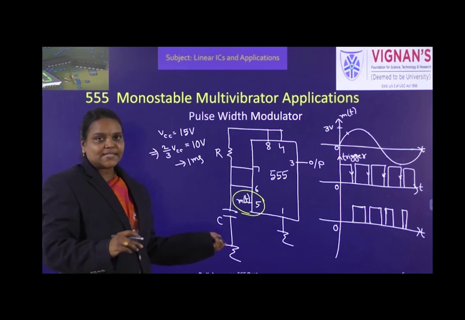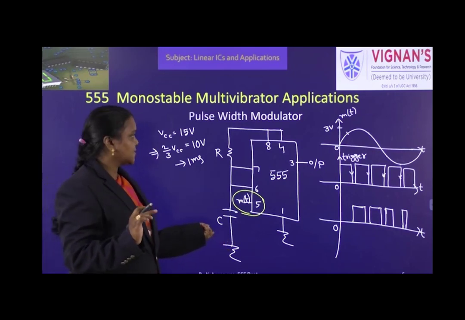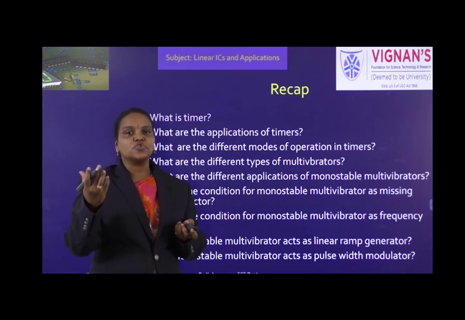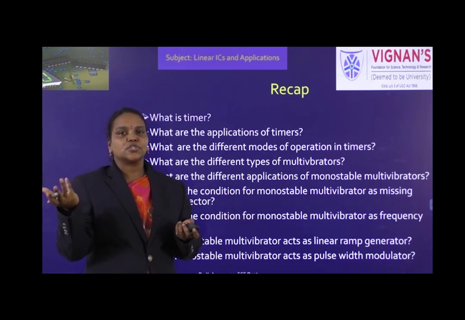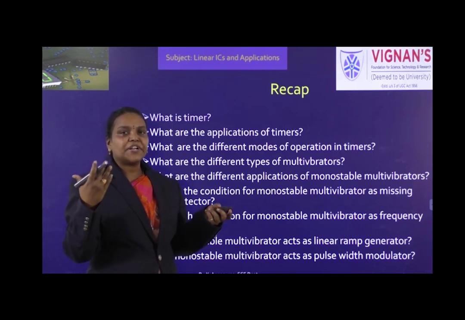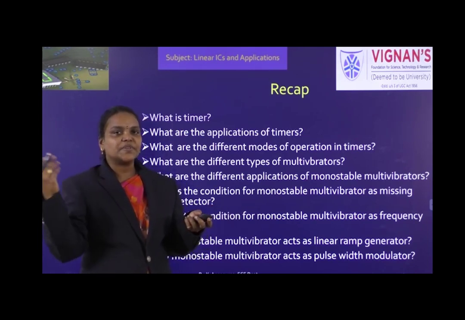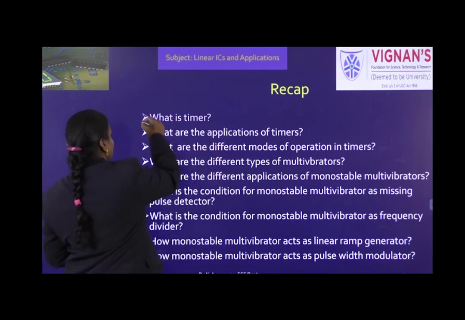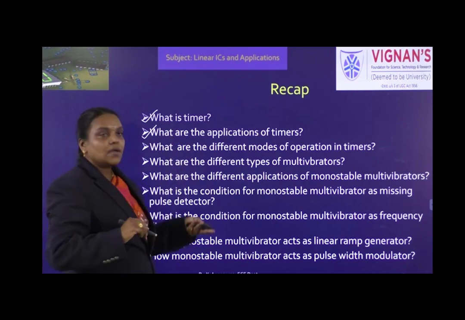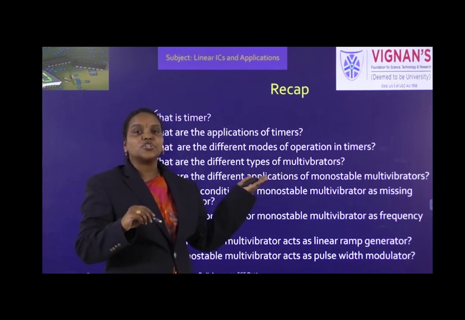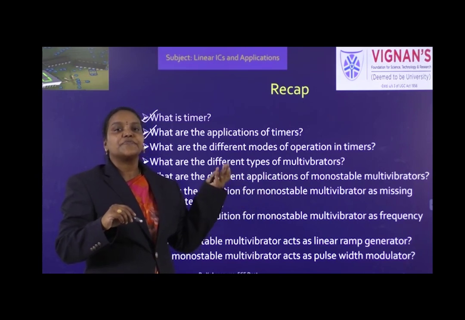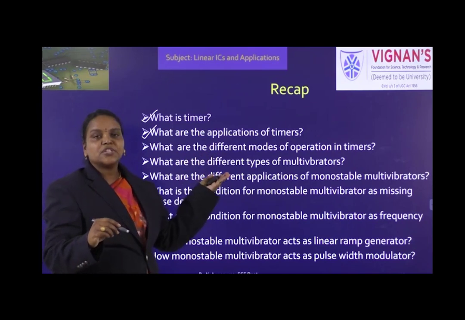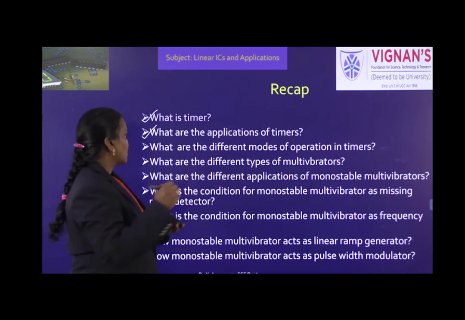Okay. Now let us recollect what we have discussed in this class. What is timer? Timer is a circuit which is used to produce delays, square wave, okay, and different applications, monostable, astable, Schmitt trigger, like that. What are the applications of timers? It is used to generate pulse width modulation, pulse position modulation, frequency shift keying, okay, and to generate the time delays, to control the traffic signals, and so on.